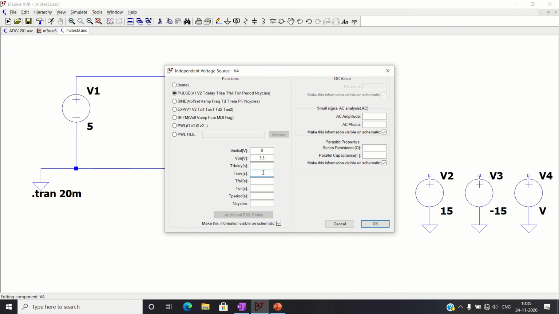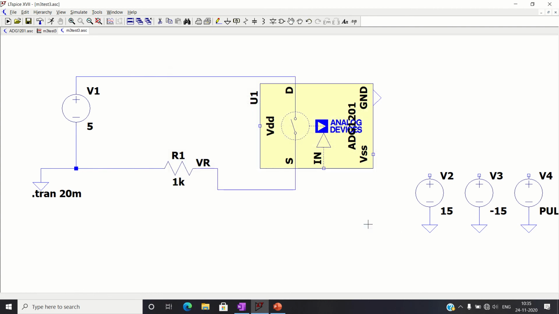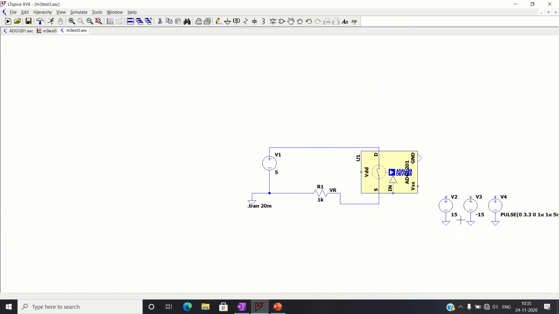All these parameters you can check on the internet. What our concern here is how to understand the waveform that is generated using the switch.